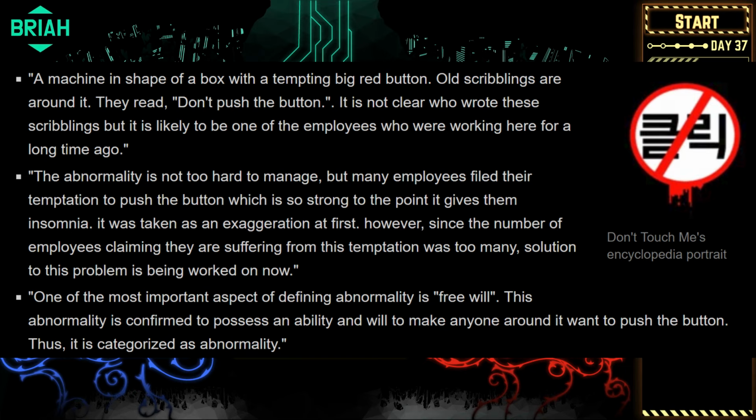The abnormality is not too hard to manage, but many employees feel a temptation to push the button, which is so strong to the point that it gives them insomnia. It was taken as an exaggeration at first. However, since the number of employees claiming they are suffering from the temptation was so many, the solution to the problem is being worked on now. One of the most important aspects of defining abnormality is free will. This abnormality is confined to possess an ability that will make anyone around it want to press the button. Thus, it is categorized as abnormality.